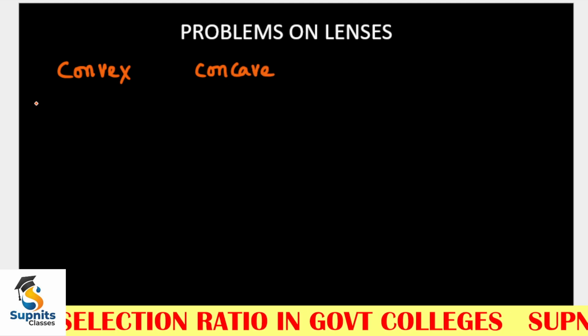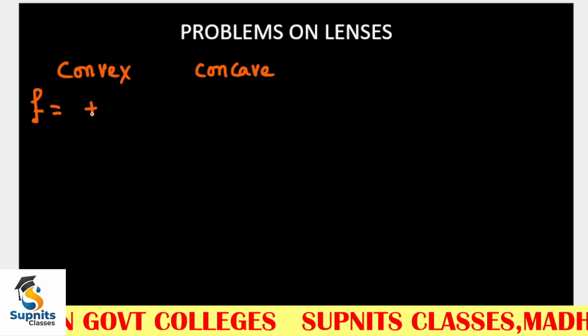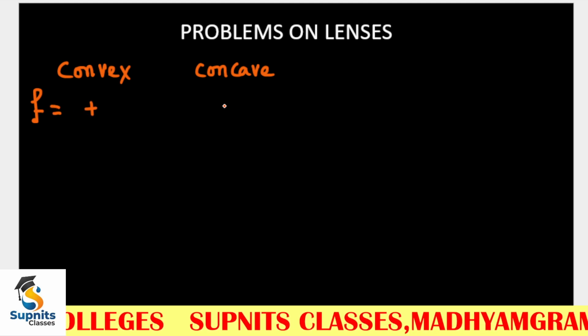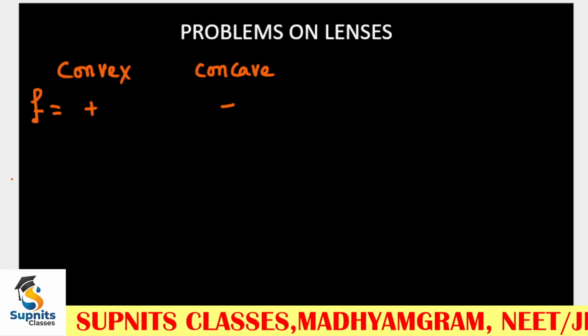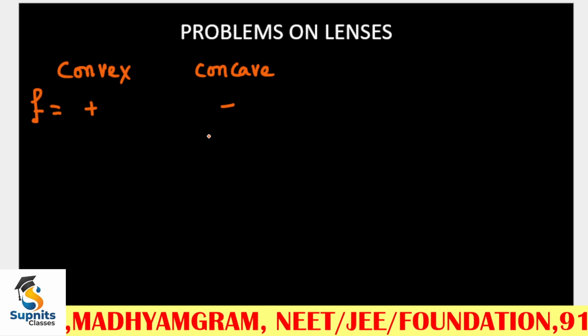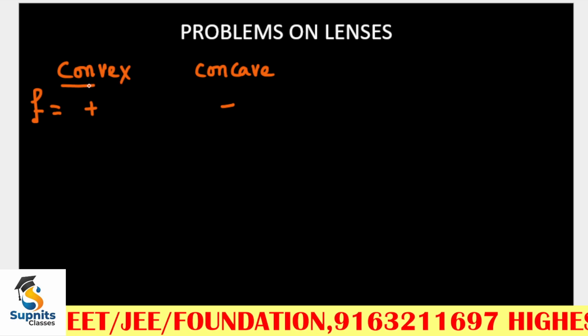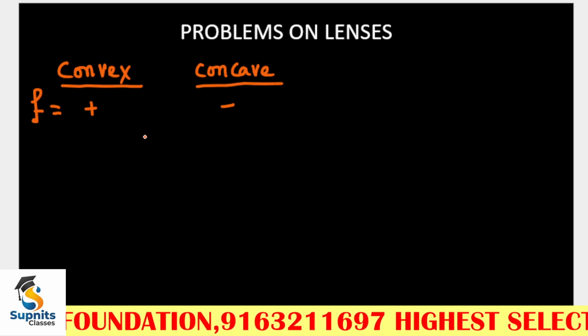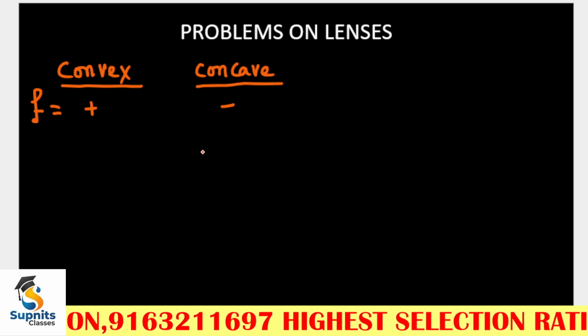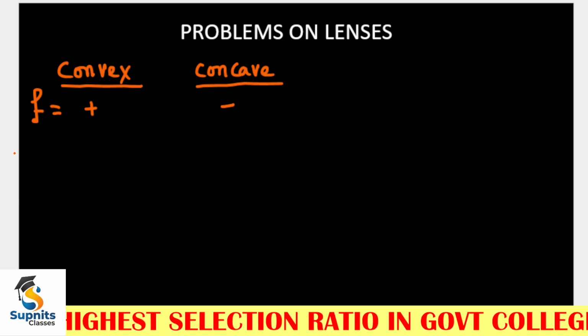In case of convex lens, the focal length was positive, and in case of concave lens, focal length was negative. So focal length will be positive or negative is only dependent on type of lens and nothing else.